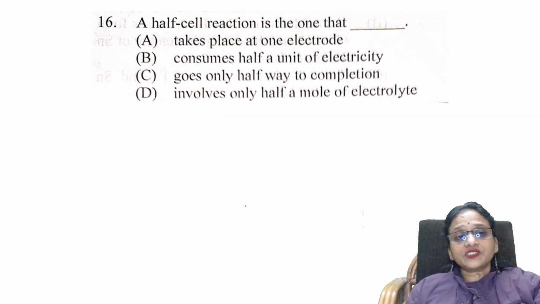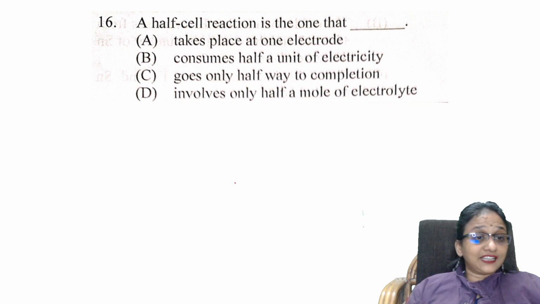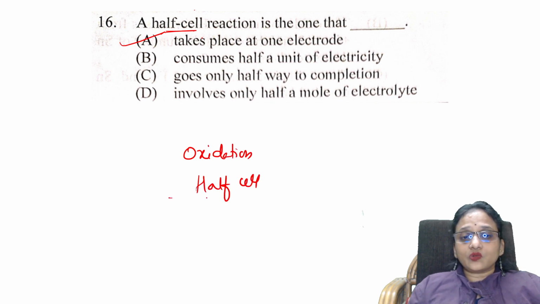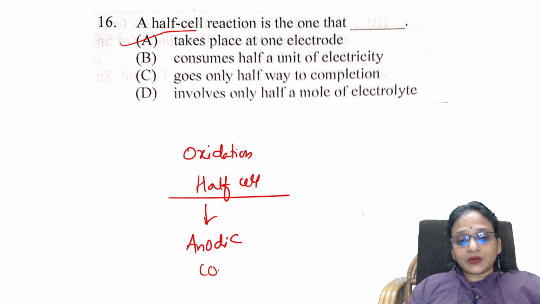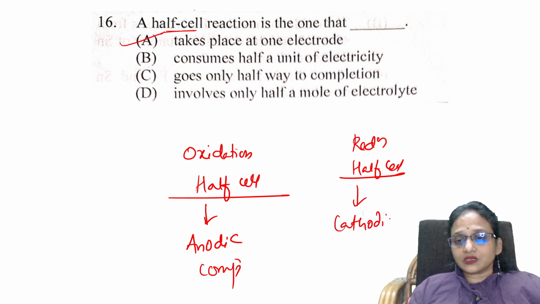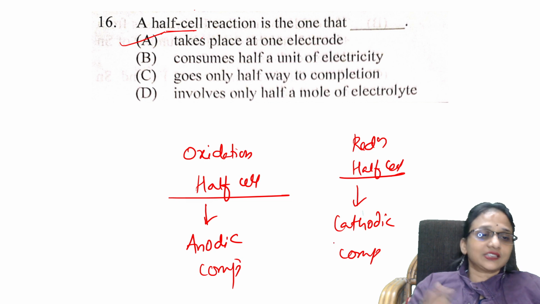The half cell reaction is the one that takes place at one electrode. Half cell, correct? See here. Oxidation half cell always happens at the anodic compartment. Am I right, students? So anodic compartment, half cell, oxidation. If I say reduction half cell, it always happens at the cathodic compartment. Am I right? That's all. Easy? So that's why it is half.